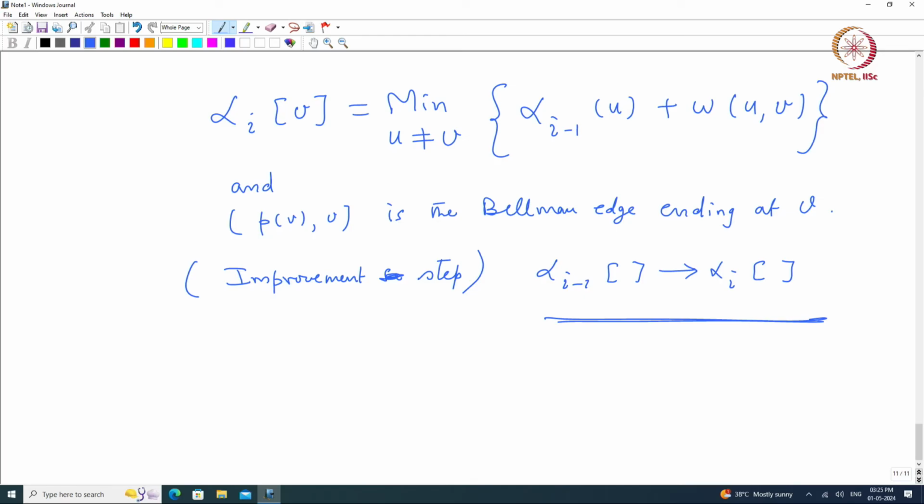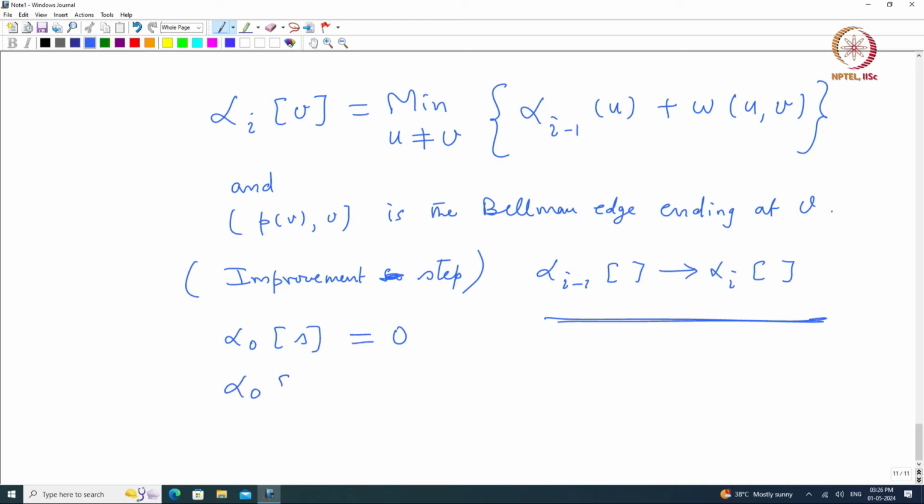Let us pause a moment to find out what is alpha 0. Let us see the alpha 0 array. What is alpha 0 S? It is the length of the walk from S to S with maximum 0 edges, that is no edge at all. At most 0 edges means no edge. From S to S you have to go without using an edge, 0.